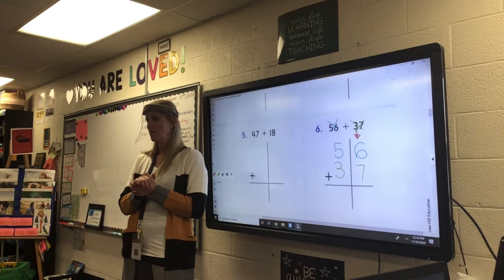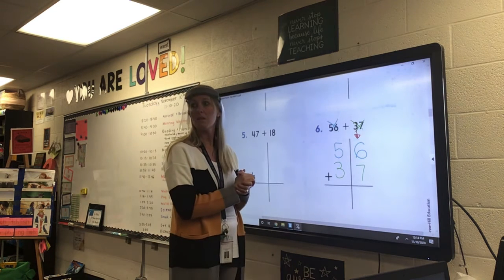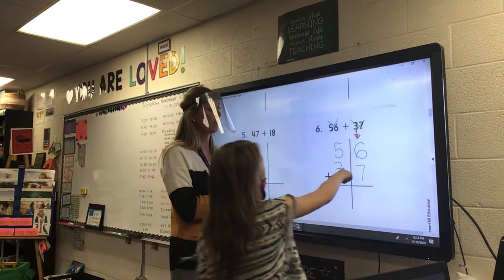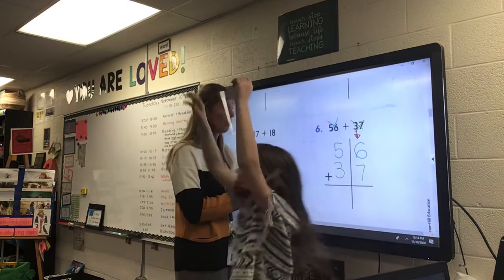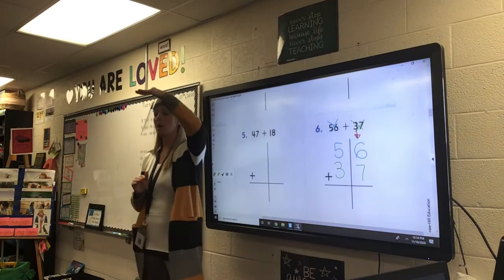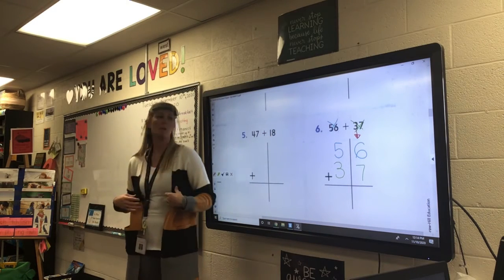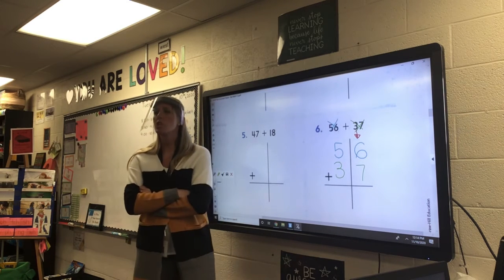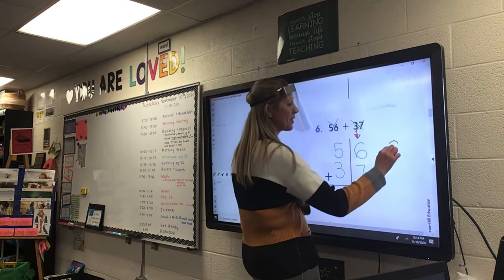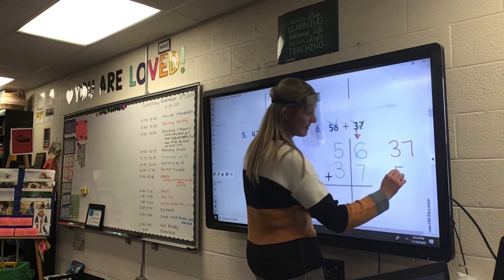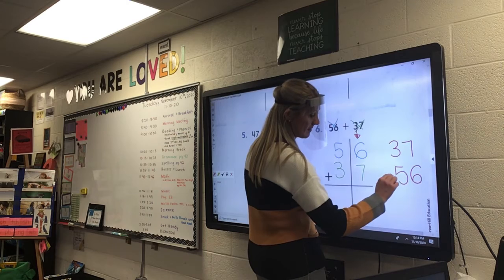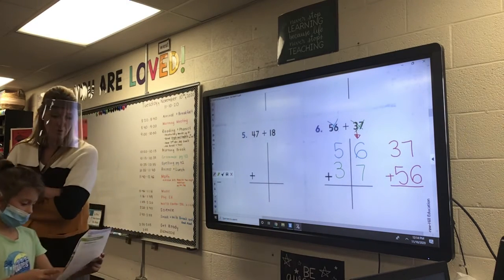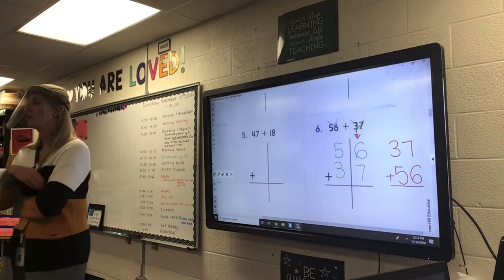Can you switch the numbers? No. You have to write one on top and then the one on the bottom. Like when you put the 6 where the 7 is. You would have to write it as 37 plus 56. 92. But you can't do it any other way. It's not 90, 91. It's 92.